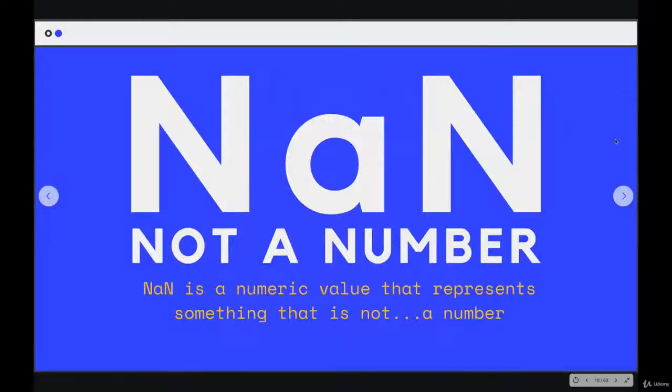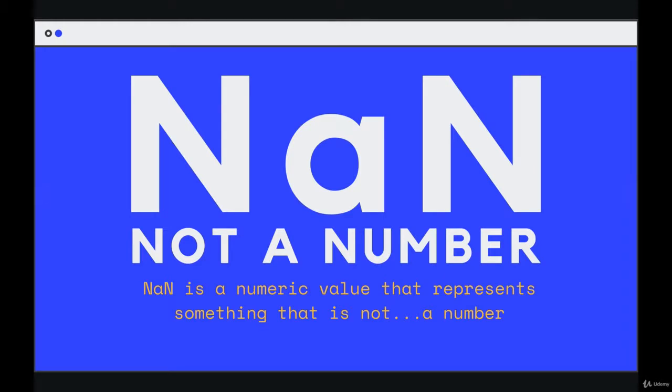Well, I may have just lied to you. We're not quite at variables. We have one more very quick topic to discuss with numbers, something called NaN. It is a special value in JavaScript. It stands for not a number, and it is a number in JavaScript. It's considered a numeric value that represents something that is not a number.